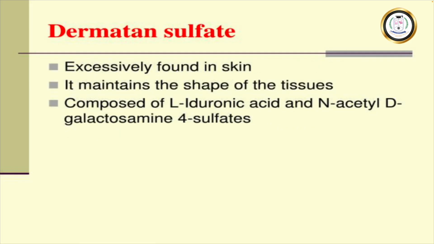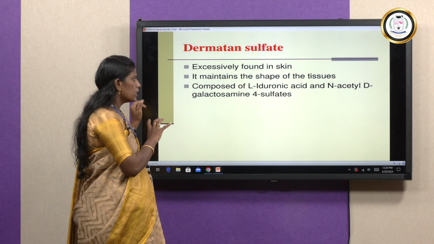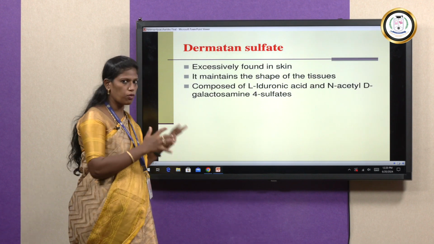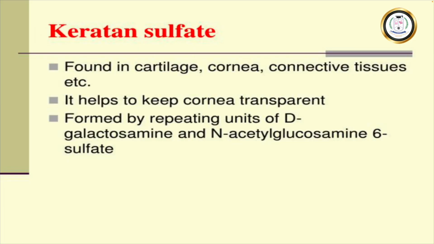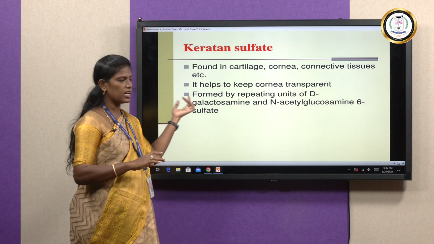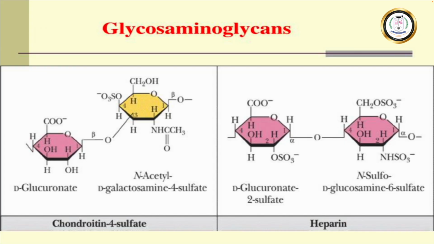Dermatan sulphate is found in skin. It maintains the shape of the tissues. It is composed of L-iduronic acid and N-acetyl galactosamine 4-sulphate. Keratan sulphate is found in cartilages, cornea, connective tissues. It mainly helps in corneal transplant. It is formed of repeating units of D-galactose and N-acetyl glucosamine 6-sulphate. These are some of the glycosaminoglycan structures.